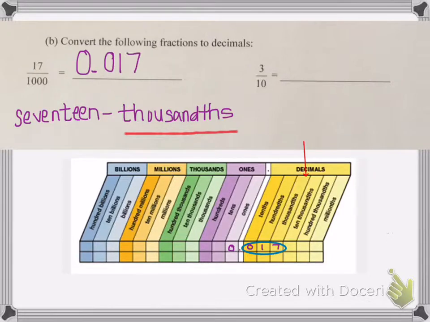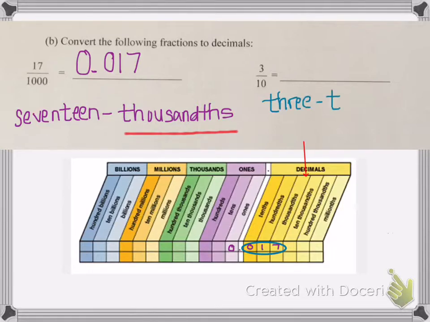So 0.017 would be read as 17 thousandths because you always say the place value of the digit that is the last digit of your number. So that 7 is the last digit, so that means my word ends as thousandths, 17 thousandths. Okay, let's look at the next one.